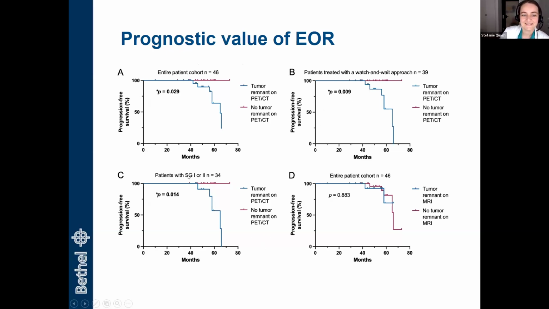Interestingly, especially the subgroup of patients with estimated complete resections also had recurrences if there was a tumor remnant on PET-CT and not if there was no tumor remnant. In contrast, if you subgroup the patients by tumor remnant on MRI, there was no statistical difference of who would show tumor progression.